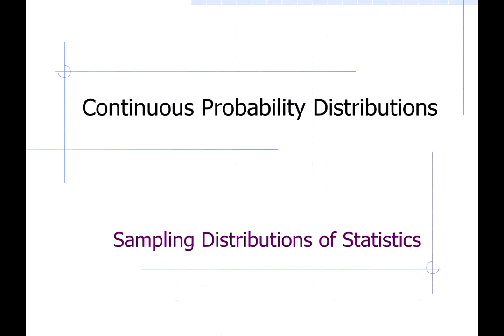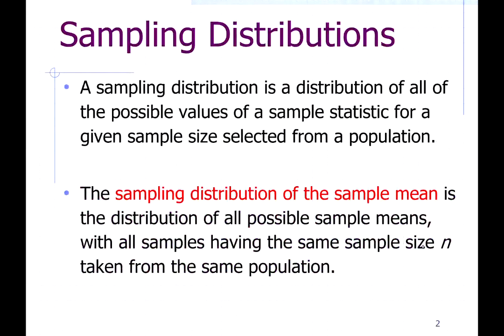In this video, I would like to continue the discussion of continuous probability distributions and discuss sampling distributions of statistics. Now, the word statistics here isn't the subject, it's the characteristics of a sample of data. So sample mean, sample standard deviation, and so on. Now, a sample distribution is a distribution of all possible values of a sample statistic for a given sample size. So we have a sample and we choose a value of n, the sample size. So for example, the sample distribution of the sample mean.